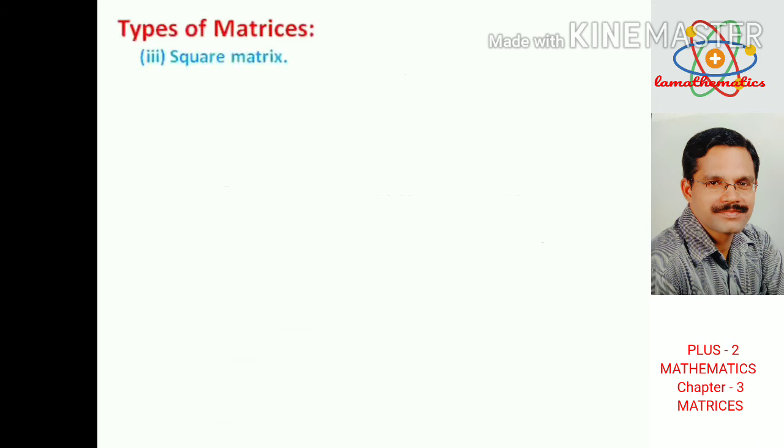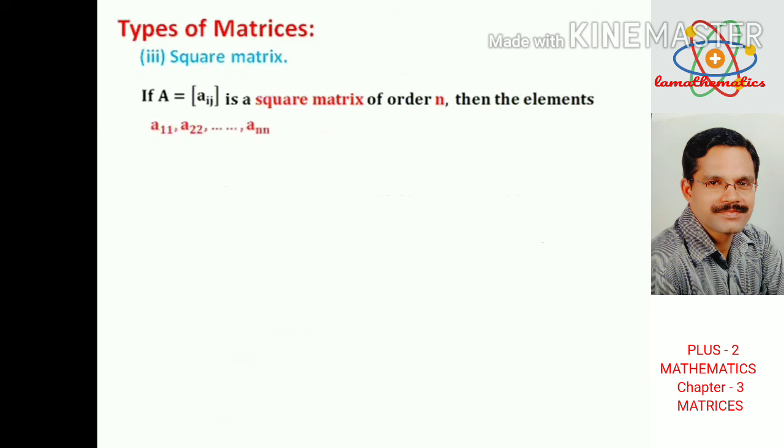Then the next type, square matrix. If capital A equal to Aij is a square matrix of order n, then the elements A11, A22, etc. ANN are said to constitute the diagonal of the matrix capital A. അതായത് if capital A equal to Aij is a square matrix of order n, then the diagonal elements A11, A22, etc. ANN are said to constitute the diagonal of the matrix capital A.